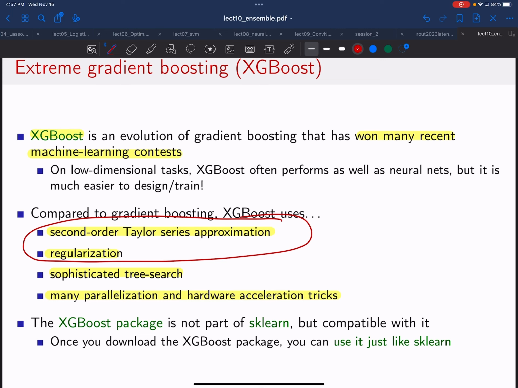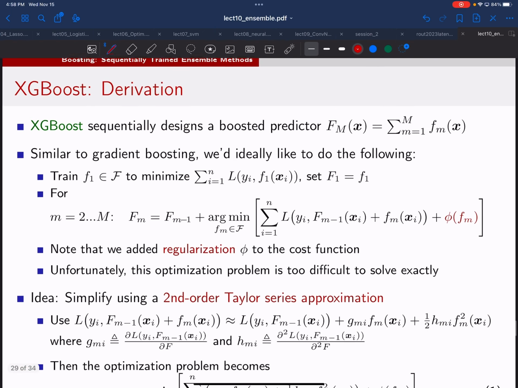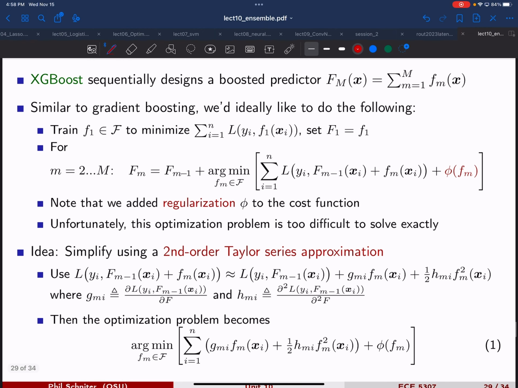The XGBoost package is not part of sklearn. It's a standalone package, and I don't know if it's an organization or who maintains it. However, they wrote it in a way that there are different interfaces, and one of the interfaces is exactly like scikit-learn. So you can import it and use it as if it was scikit-learn, and it just works perfectly within the scikit-learn environment.